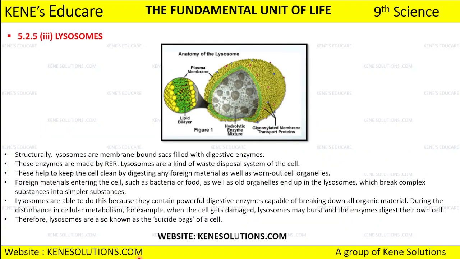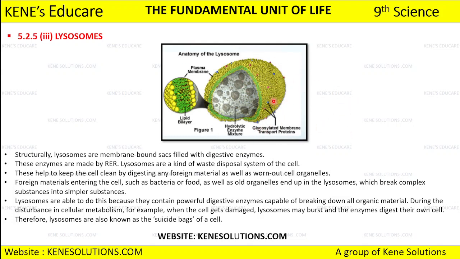Now the next topic we are going to discuss is lysosomes. This is the anatomy of the lysosome, where the lysosome has a lipid bilayer, a plasma membrane which is also called the cell membrane. Inside the cell membrane, what is there? The lipid bilayer. Then we have this hydrolytic enzyme mixture. Outside of it we have this glycosylated membrane transport protein. This is how the anatomy of the lysosome looks.